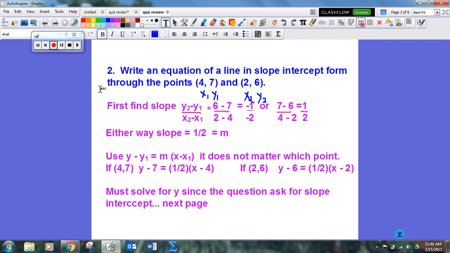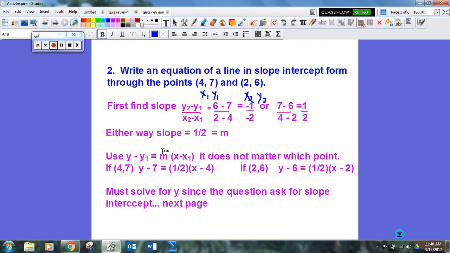Write an equation of a line in slope-intercept form through the points 4, 7, and 2, 6. Since this gave me 2 points, I must first find the slope, which I use y2 minus y1 over x2 minus x1. And it doesn't matter which order I do it. If I do 6 minus 7, I must do 2 minus 4, which gives my points on top of each other. And that way I get -1 over -2, which equals 1/2, or the other way I get positive 1/2. Both ways yield the slope of 1/2.